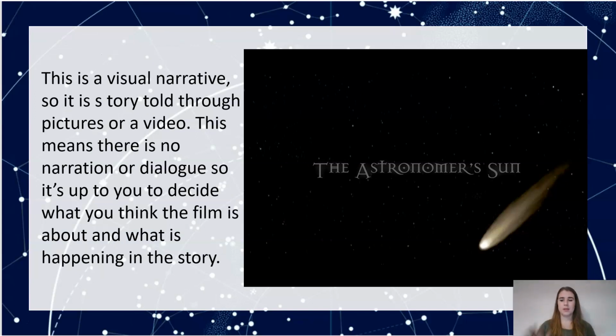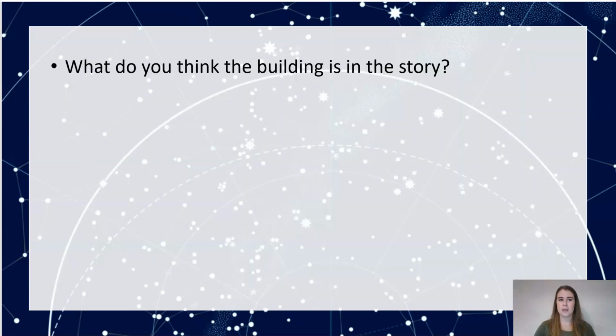So, because this story is a visual narrative, it's a story told through pictures or a video, rather than us reading different stories, we're going to watch the story. Now, there isn't any narration or dialogue, okay? So it's just visual skills and your listening skills. So that gives you the opportunity to think about what you think it's about and what might be happening in the story. So you have to use your inference skills to see what you can see, what you can hear, to try and work out what you think the story might be about.